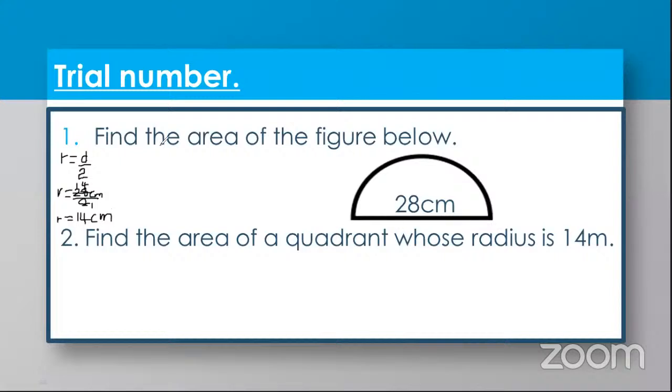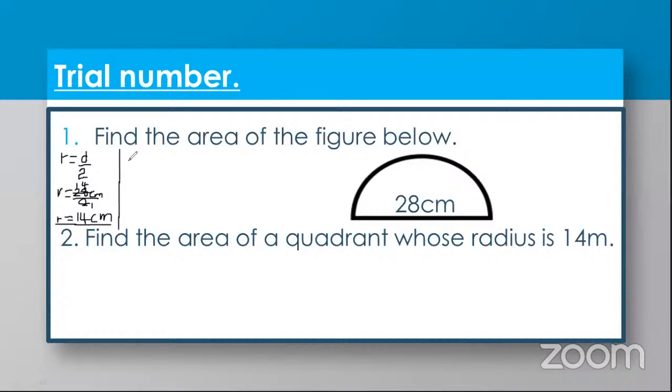Omara Tendo, are you on? Tendo, are you on? Omara? Yes, teacher. How about if they have given us the radius? Now you have seen our radius has become 14, isn't it?